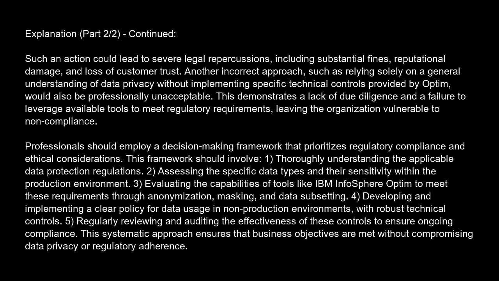This framework should involve: 1. Thoroughly understanding the applicable data protection regulations. 2. Assessing the specific data types and their sensitivity within the production environment. 3. Evaluating the capabilities of tools like IBM InfoSphere Optim to meet these requirements through anonymization, masking, and data subsetting. 4. Developing and implementing a clear policy for data usage in non-production environments with robust technical controls. 5. Regularly reviewing and auditing the effectiveness of these controls to ensure ongoing compliance. This systematic approach ensures that business objectives are met without compromising data privacy or regulatory adherence.